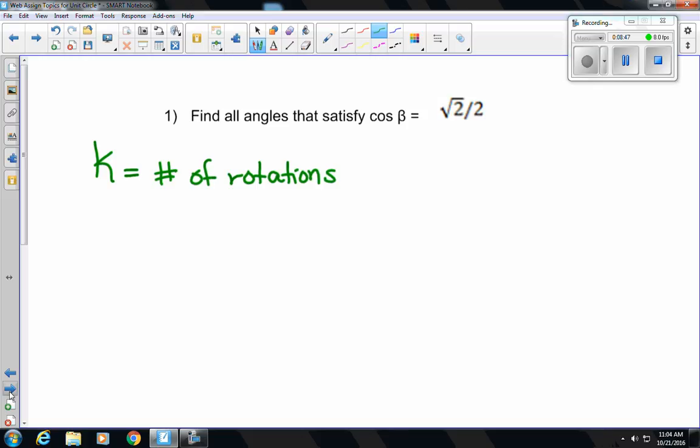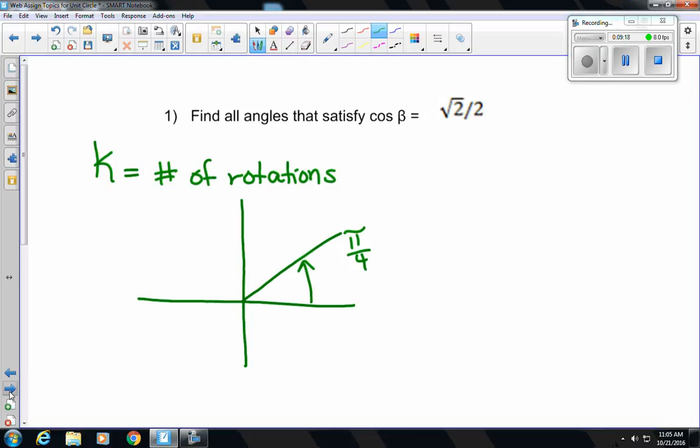All right? Now, I'm going to sketch this out. What angle that we call beta has a cosine value of root 2 over 2? So if I sketch this in, you agree that that's 45 degrees. Okay, now, WebAssign wants it in radian measure. So I can't use 45 degrees, I have to use pi over 4. So this distance is pi over 4.